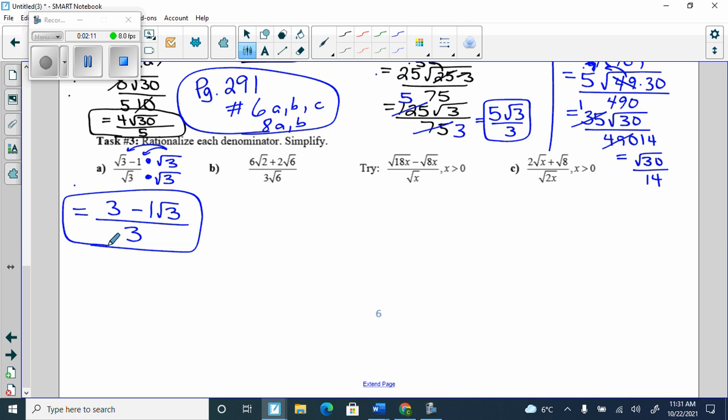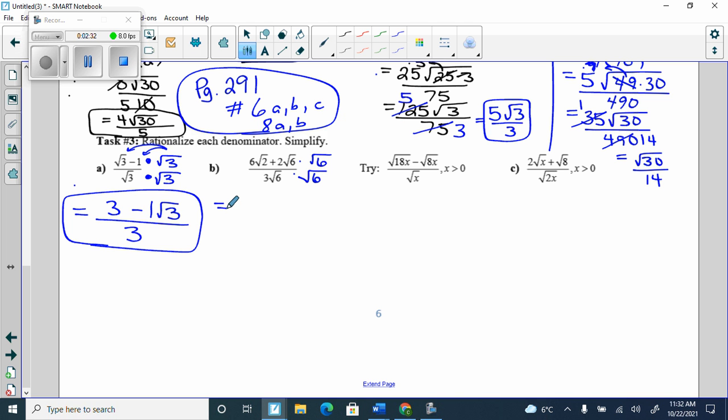What's the problem about the 3 root 6? Is the 3 my problem? No. Is the root 6 my problem? Yes. Do you see that it's a monomial? There's no plus or minus signs between them. So I can just multiply by root 6 when it's a monomial. Multiply by root 6.